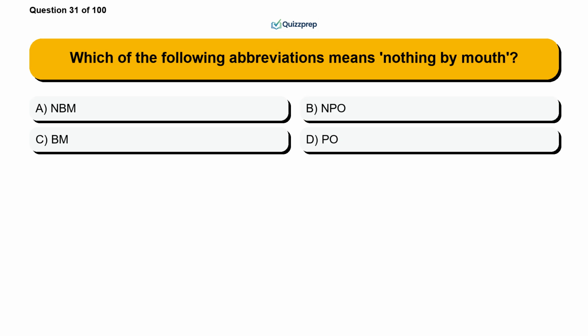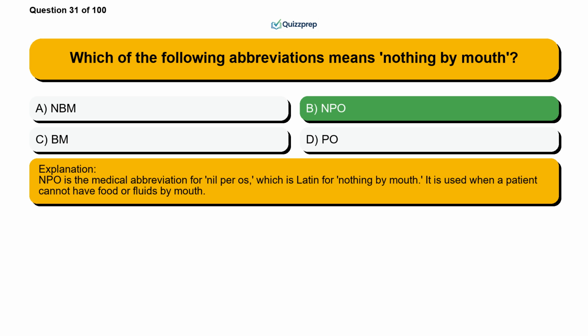Question 31. Which of the following abbreviations means nothing by mouth? Option A, NBM, option B, NPO, option C, BM, option D, P. The correct answer is option B, NPO. NPO is the medical abbreviation for nil per os, which is Latin for nothing by mouth. It is used when a patient cannot have food or fluids by mouth. Question 32.